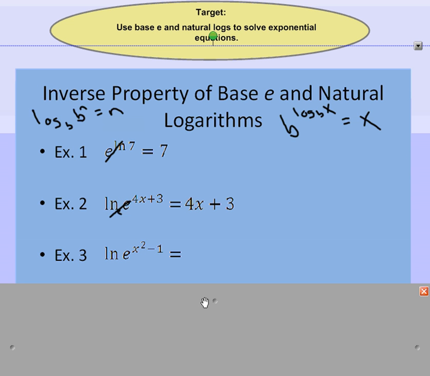Take a moment, see what these two are. These are not examples that you need to have done for class tomorrow. Just take a moment, see what you come up with here. For example 3, you have log base e and e, so our evaluation is x squared minus 1. We have e raised to the natural log power, evaluation is x minus 2.